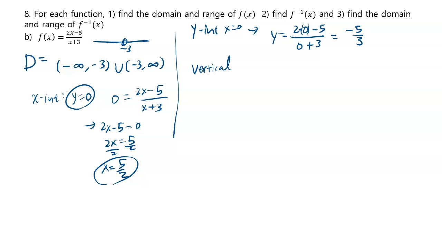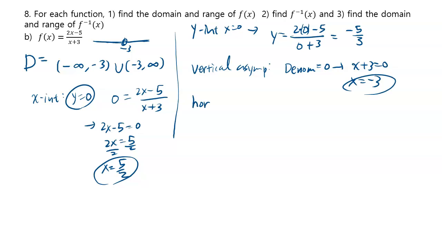Vertical asymptotes are obtained by taking the denominator and setting it to 0. That's how you get vertical asymptotes. So denominator equal to 0, so you get x plus 3 equal to 0, so that you get x equal to negative 3. That's your vertical asymptote.